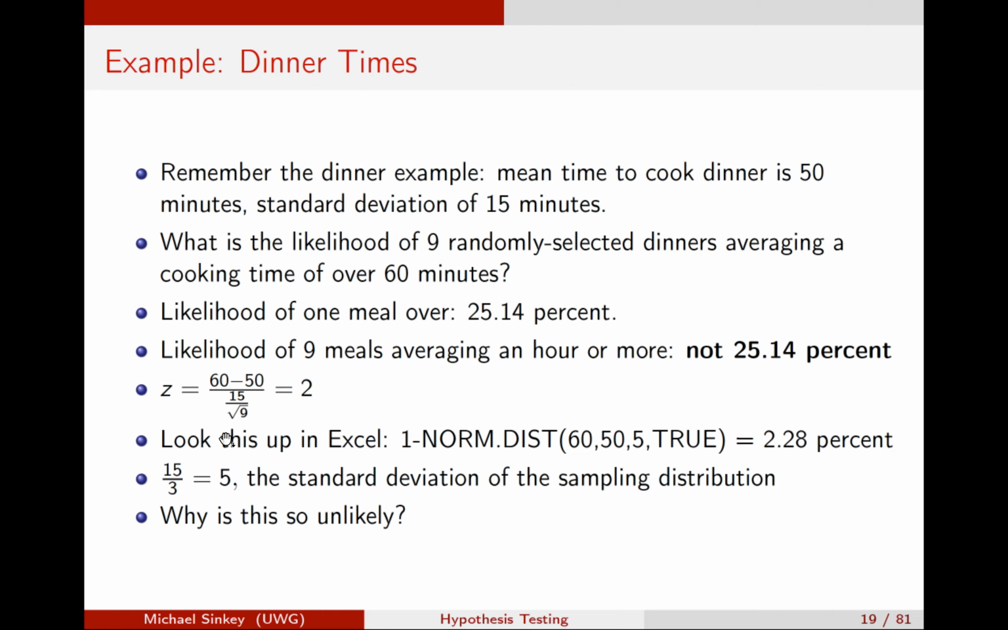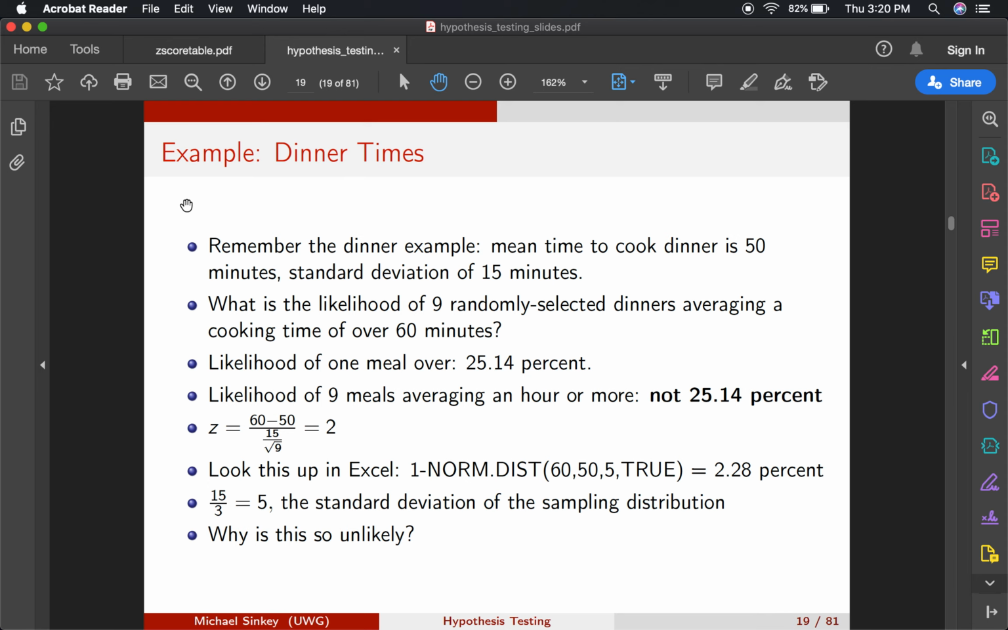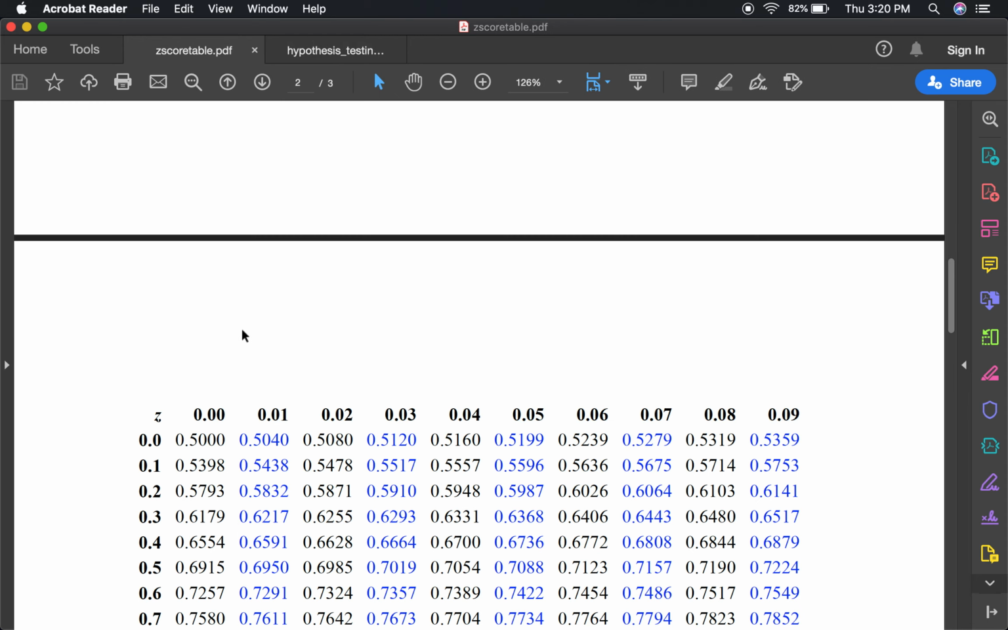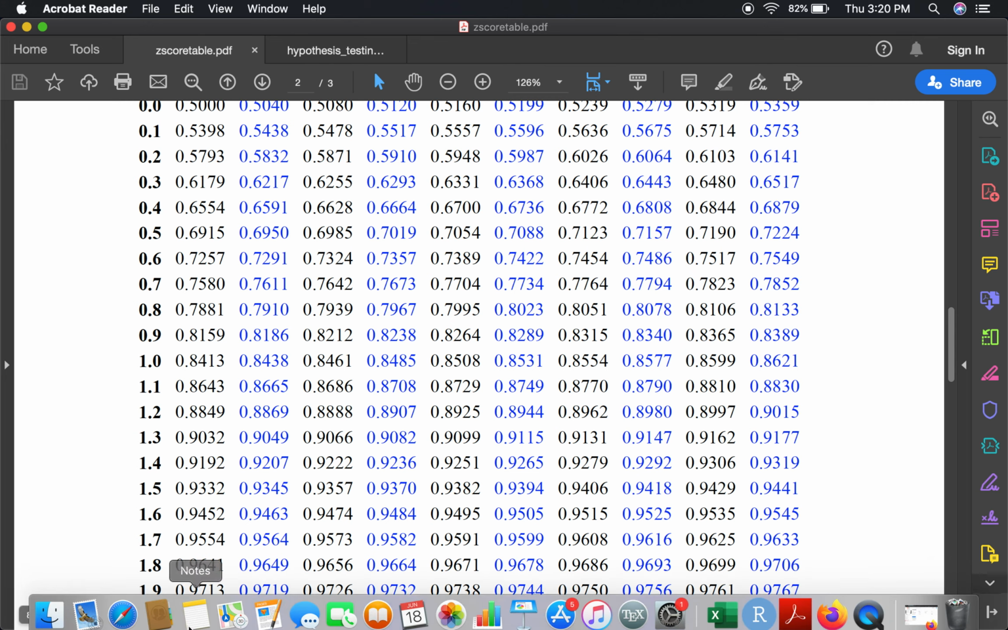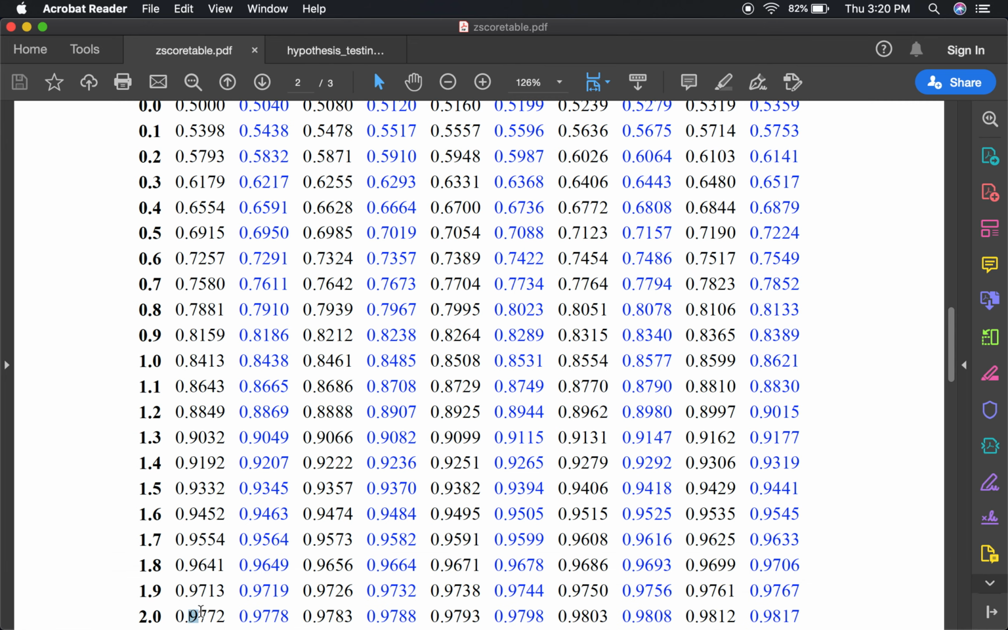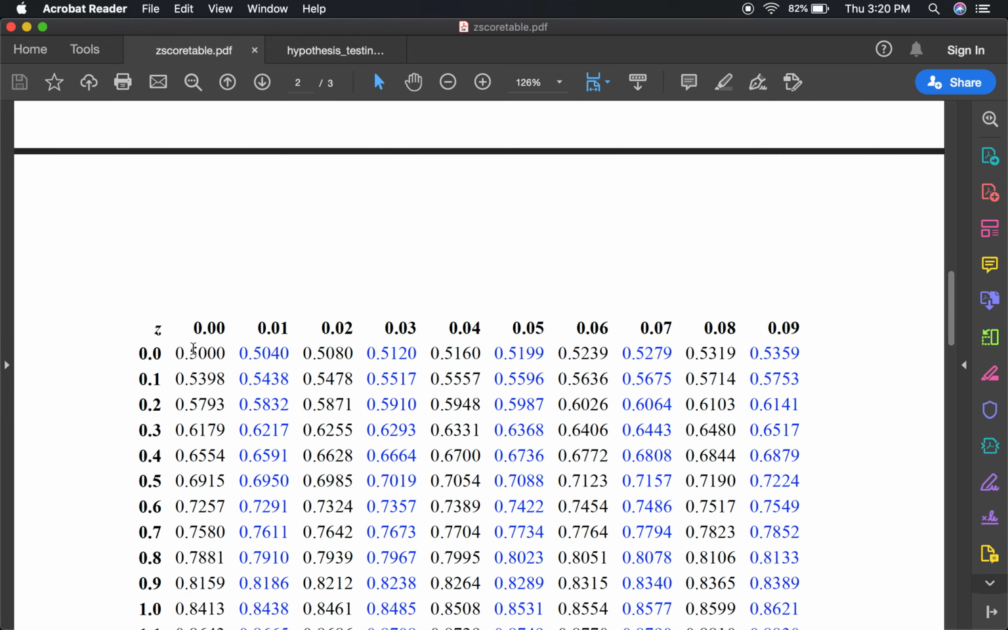Now I have 9 meals, so I take the square root of 9, which is 3. So I have 10 in the top, 60 minus 50, but I have 15 divided by 3, which is 5 in the bottom, so I have 10 divided by 5, which is 2. That's a z-score. Now let's say I look that up in my z table. I don't go to 2/3, I go to 2.00, which you can see here, 0.9772, row 2.0, column 0.00.